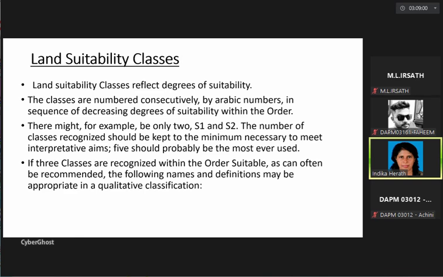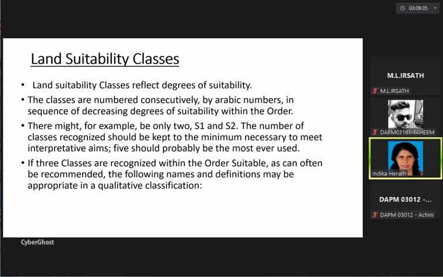Land suitability classes reflect the degree of suitability, right? I will give you an example from coconut. They have suitability classes identified throughout the country. So the classes are numbered consecutively, starting with Arabic numbers in the sequence of decreasing degree of suitability within the order. For example, only two suitability classes, S1 and S2.